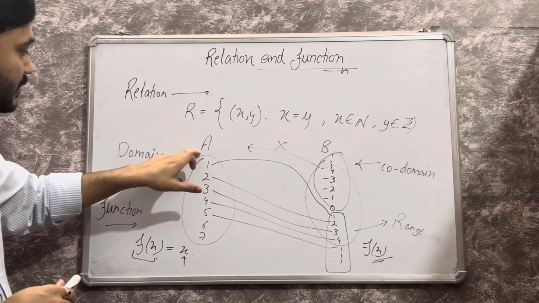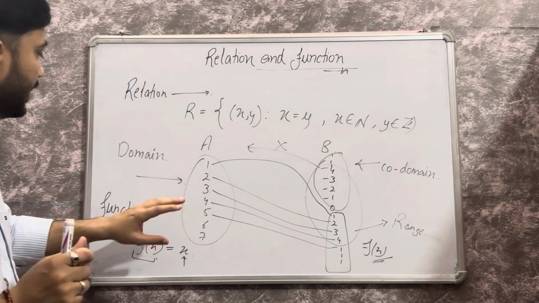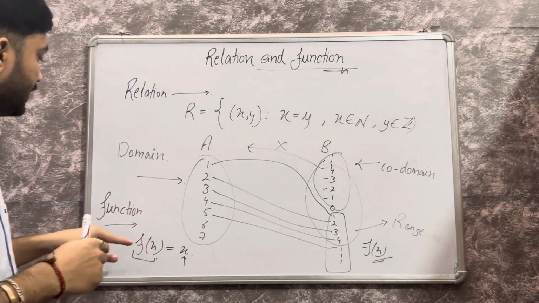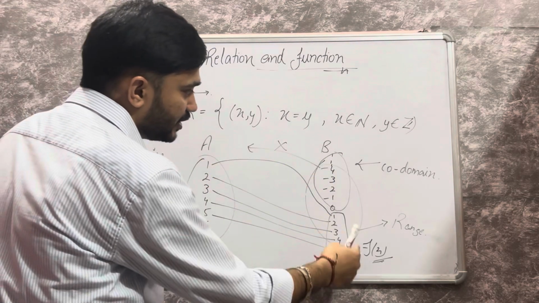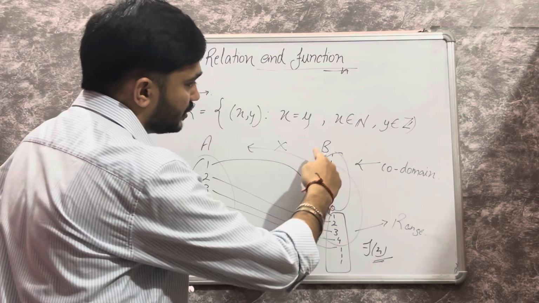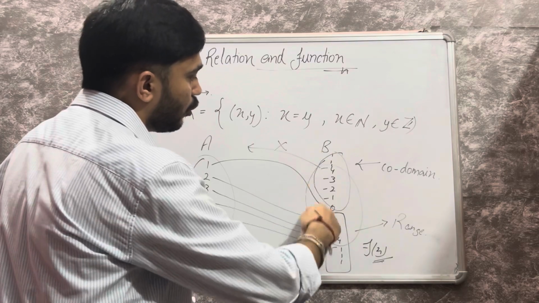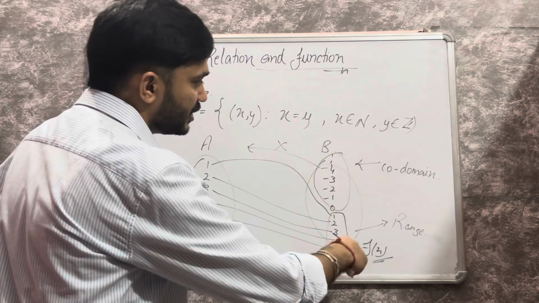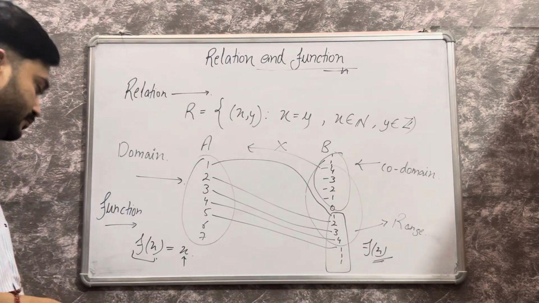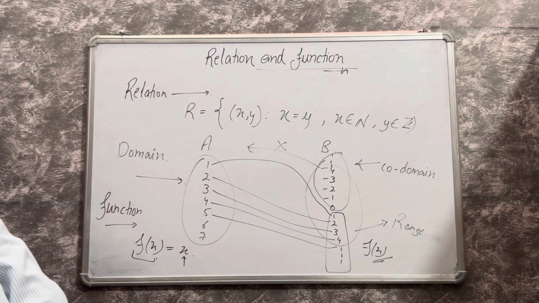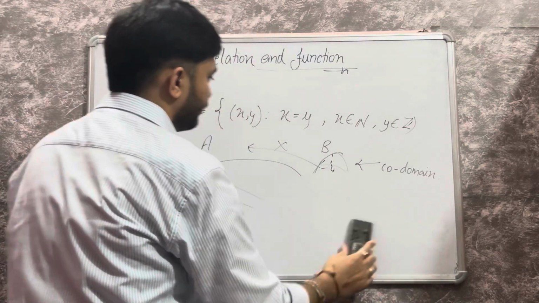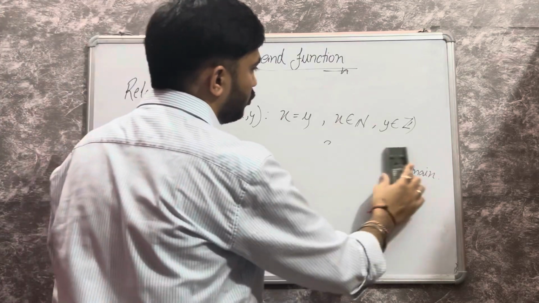So we know the terms here. First is domain: the set, or we can say the input value in any function, is known as domain. The output value in any function is known as range. The whole set of a relation is known as codomain. Any doubt? Now moving forward, we are going to solve some questions so you can get a better perspective of what domain, range and codomain are.